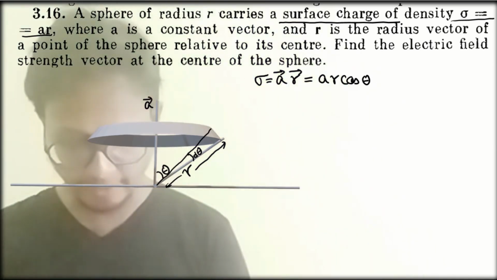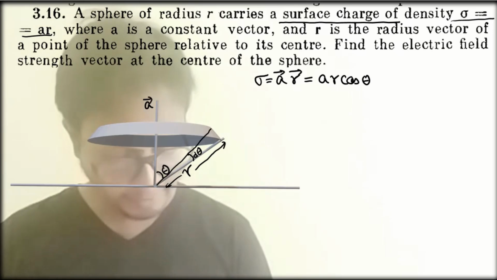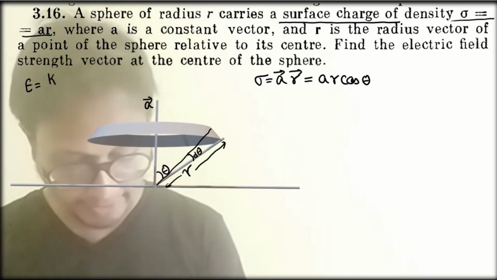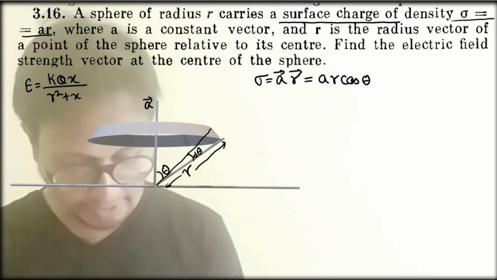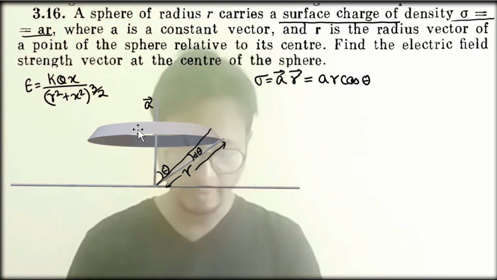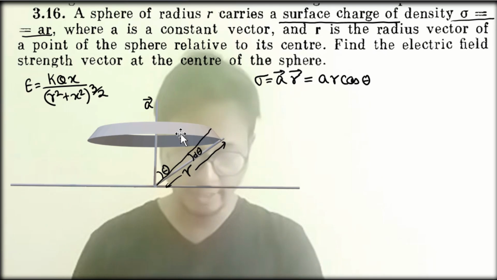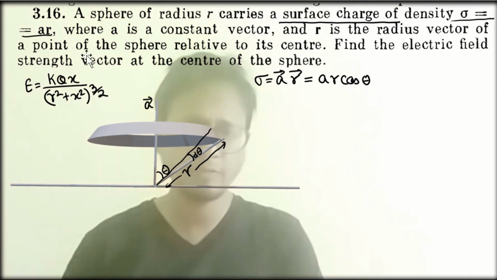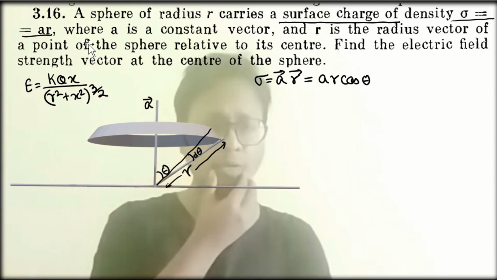So the electric field due to a ring is nothing but k q x by r square plus x square to the power 3 by 2. You must remember this formula. Electric field due to a ring is nothing but kq, or charge on the ring, into x, axial distance, divided by radius of the ring square plus axial distance square to the power 3 by 2. All of you have remembered this formula, or most of you have learned this formula, isn't it?